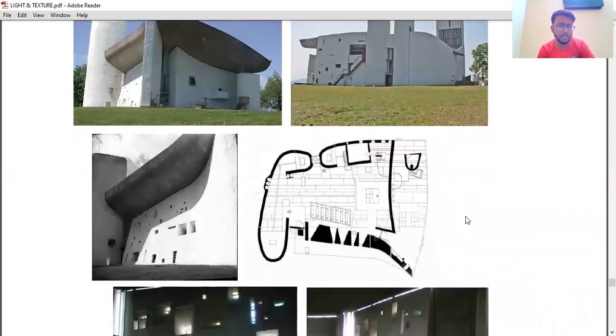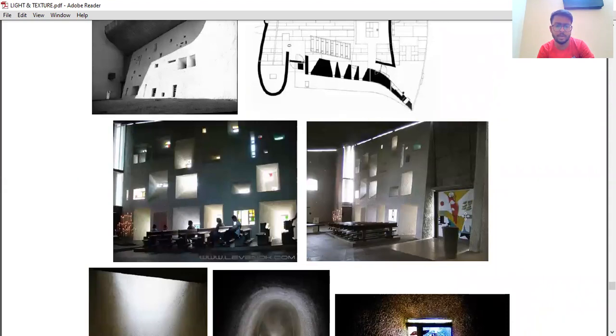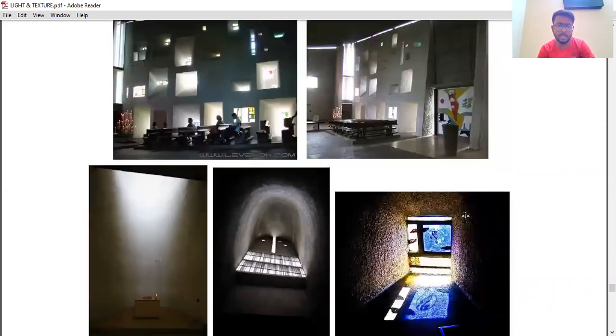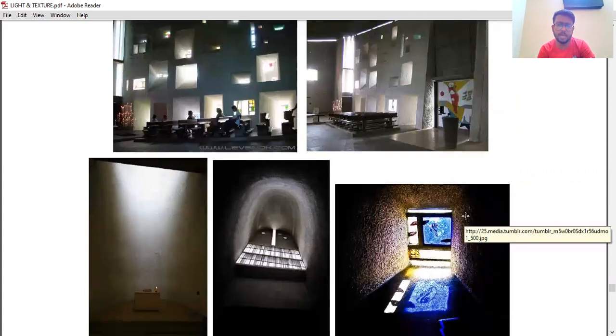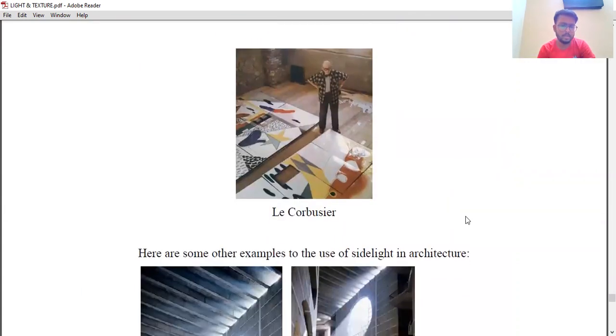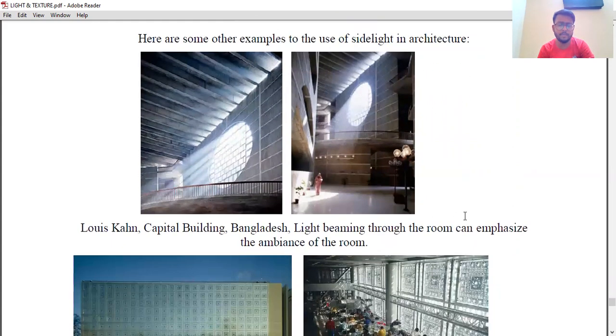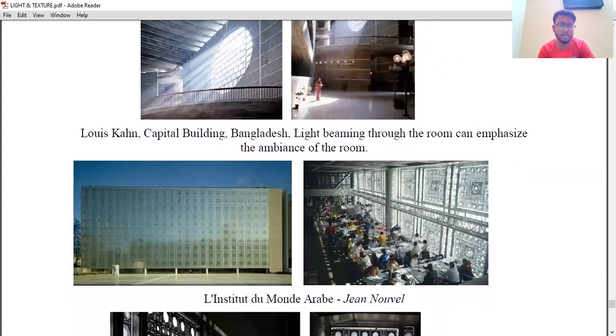Now we have this particular structure. You have the mapping and all, to see how they have done it. This is the Ronchamp Chapel by Le Corbusier, how they have utilized light and finally formulated the structure. Here are some other similar examples. This is the Louis Kahn Capitol building in Bangladesh. A lighting beam through the room can emphasize the ambience of the room.